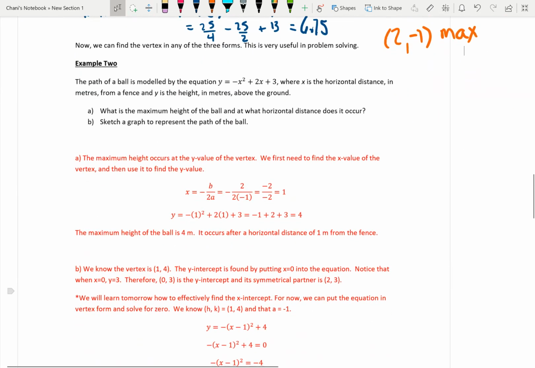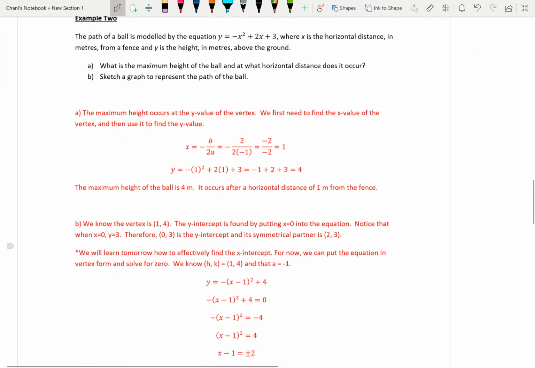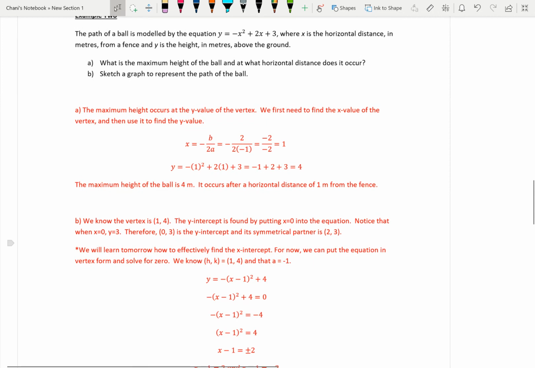So for example, we have the path of a ball modeled by this equation. Notice that it's in standard form. X is how far you are from a fence, and Y is how high you are above the ground. So what is the maximum height of the ball, and at what horizontal distance does it occur?